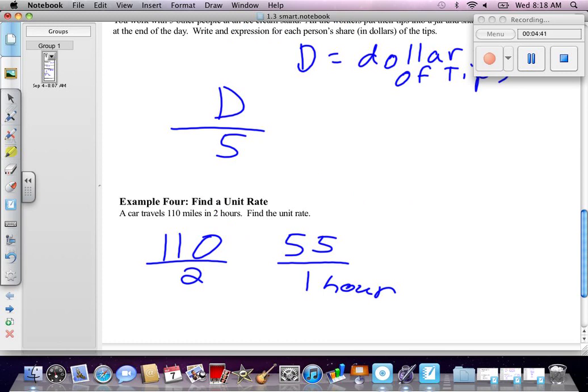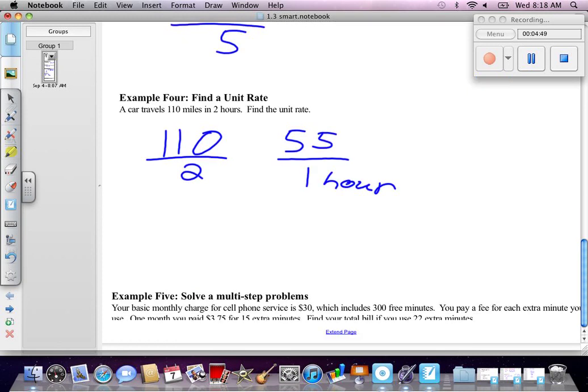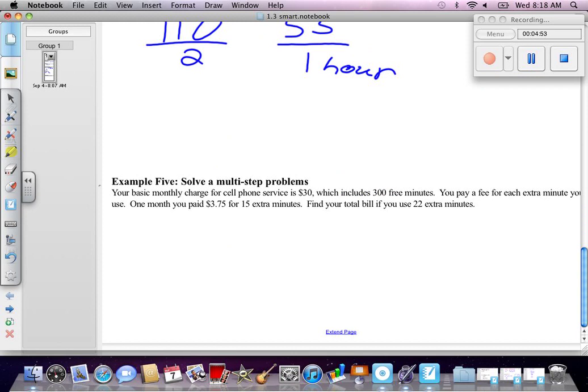Ready for the last word problem? This will be the end of 1.3. Your basic monthly charge for a cell phone is $30, which includes 300 free minutes. You pay a fee for each extra minute you use. 1 month you paid $3.75 for 15 extra minutes. Find your total bill if you used 22 extra minutes. So how much does your phone bill cost if you use no extra minutes? $30. So we're going to do 30 plus your extra minutes equals your total bill.